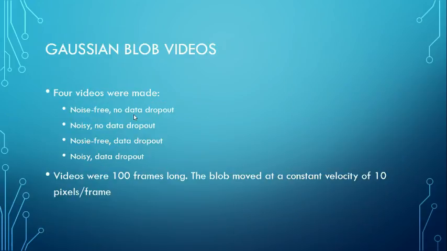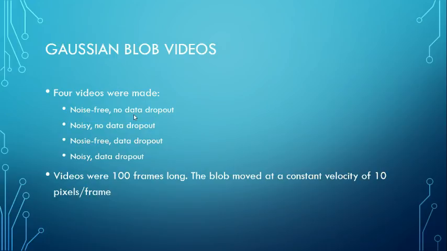Before we get into the results, I'm going to talk about the videos that were made. I made 4 videos of a Gaussian blob moving across the screen under 4 conditions. The first was a noise-free, no data dropout condition. This is about as simple as we can get. We have a blob and it moves in a direction. There's no data dropout, it doesn't disappear, and there's no noise. This should be the easiest video for the algorithms to track.